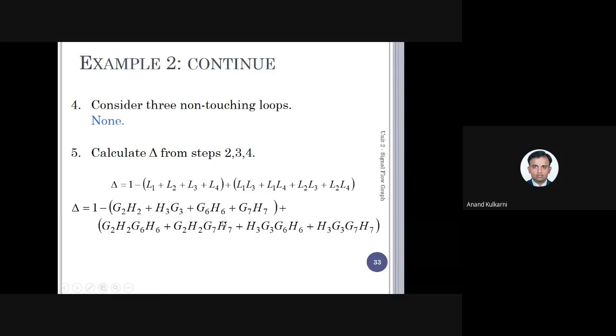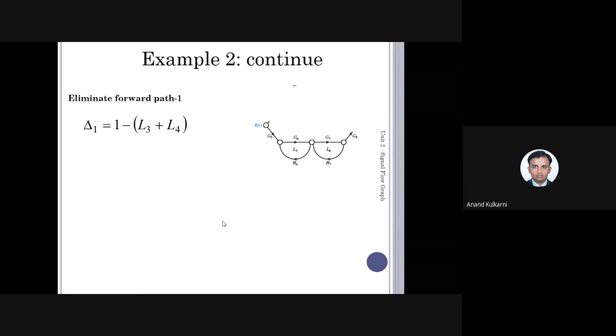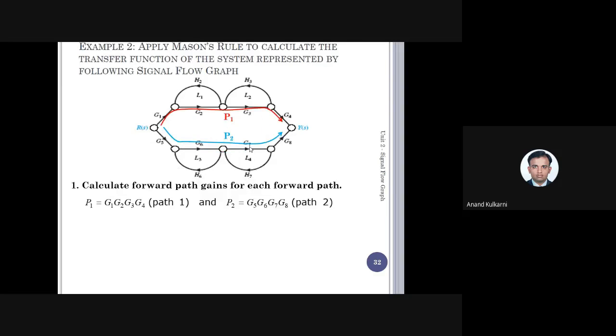So now this is the condition. Next we'll go to the next step, that is, calculate the delta 1. For the first forward path, if I take forward path number 1, which was the red color, then these two loops are those which are not touching forward path number 1. So delta 1 is 1 minus L1 and L4. That is what is shown. Similarly, when I take this blue color forward path, L1 and L2 are not touching. That is what is shown in this problem.